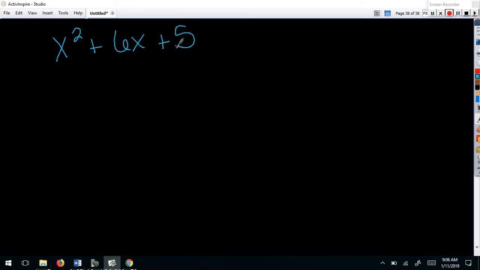Is there a GCF? One. So I'm just going to move on, okay? When you'll use the 1 is when we're grouping in the middle and stuff. All right. What is A times C? 5. Can you think of 2 factors that multiply to 5 but add to 6? 1 and 5. Wait. You said multiply. Multiply to 5 but add to 6. 1 and 5.